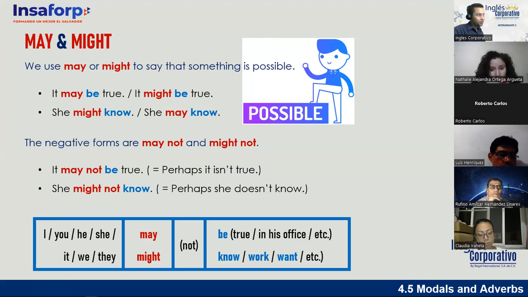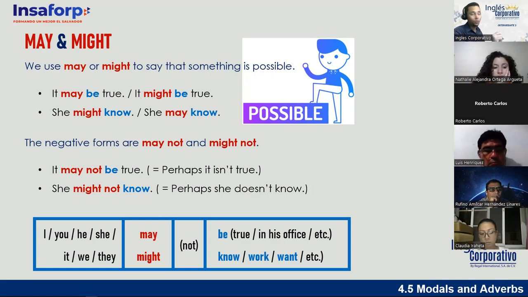So you say, for example, it may be true. When you say it may be true, that means it is possible that it is true. The same thing happens when you say it might be true. Okay, that means it is possible it is true. Also, when you say she might know, that means it is possible that she knows, or she may know. She may know.